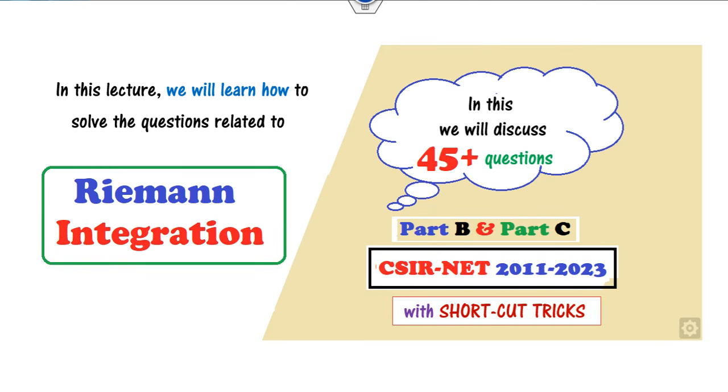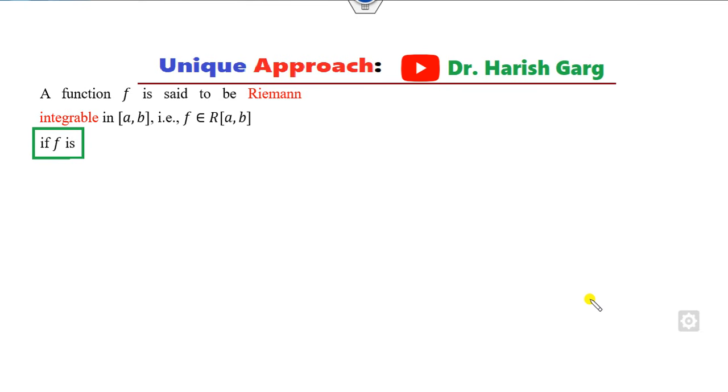What is the objective? The objective is we will cover all those Riemann integration problems. I will cover the 45 plus questions in this lecture from Part B and Part C with the help of the shortcut trick. Firstly, I can quickly go through what the shortcut tricks are for you and how you can approach Riemann integration.